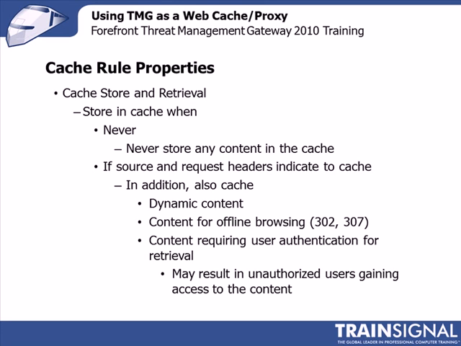response code. You can also choose to have content that requires user authentication for retrieval to be cached in the Threat Management Gateway cache. But be careful, this could result in users that do not have access to that content gaining access to it, because once it's on the Threat Management Gateway server's cache, it's no longer behind any authentication mechanisms.